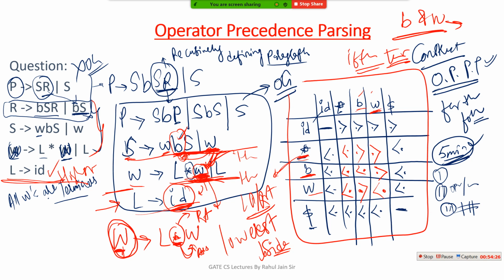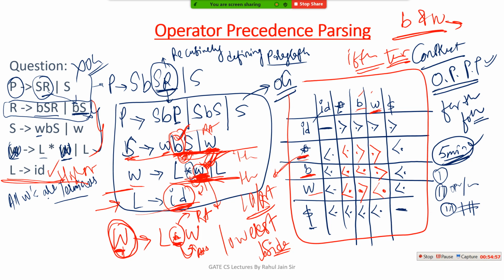Okay guys, now as this W exists on the right side of this multiplication, that is why it is right associative. This S exists on the right side of this B. That is why this B is also right associative. So guys, is it clear now or not? Is it clear to all of you? That is why W has higher precedence over B, and why W is right associative and why B is right associative.